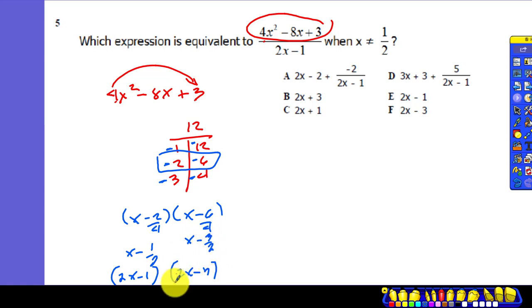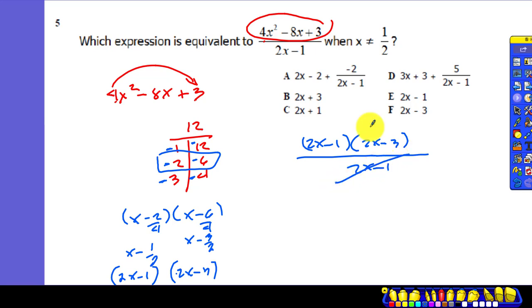Right? Alright, so we just need to divide 2x minus 1 by 2x minus 3, divided by what? 2x minus 1. They cancel each other out. And the answer is 2x minus 3. Alright, 2x minus 3.